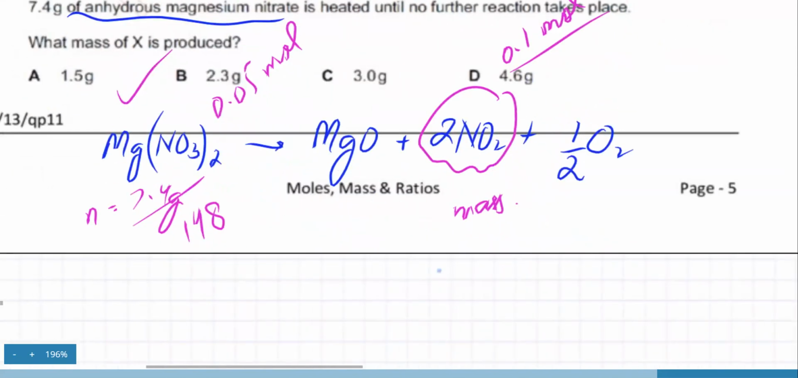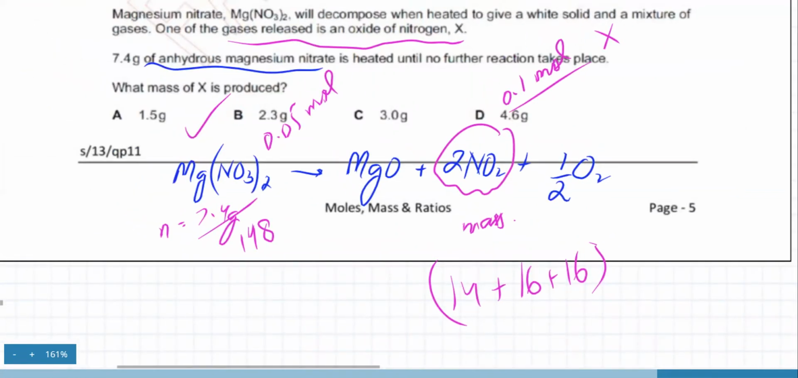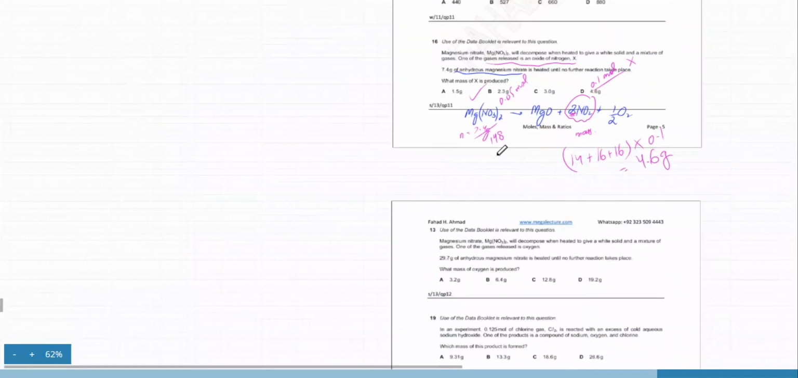It's not. It's one N, that's 14, plus two oxygens, so that's 16 plus 16, so that's 46. Okay, I got 92. Why are you getting 92? Remember, this 2 should not be included in anything, because this 2 is the ratio. If you're comparing this with MgO, this is the ratio of the moles with respect to all the others. It has nothing to do with the MR. Okay, I got 46 times 0.1, so it's going to be 4.6 grams.